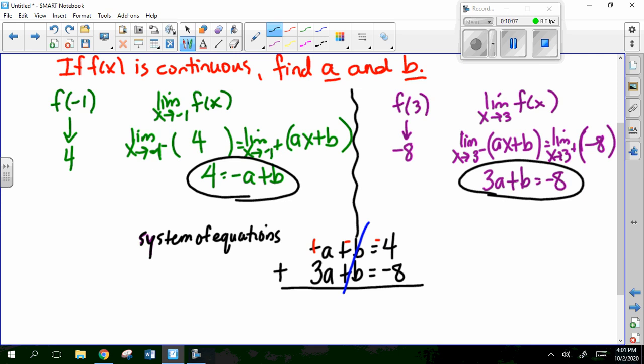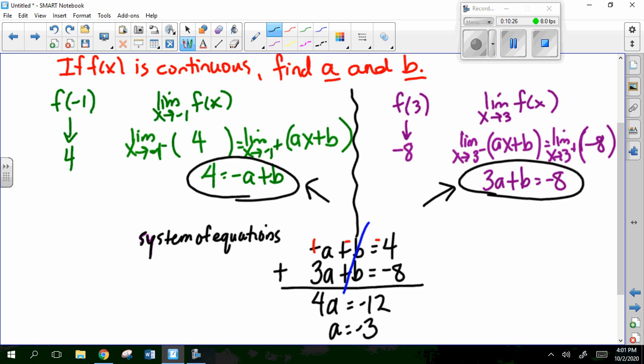So then when I do that, I end up with 4a equals negative 12, and now I can solve for a. And then when I'm done with that, I can go back and plug a into either one of the original equations there and solve for b.